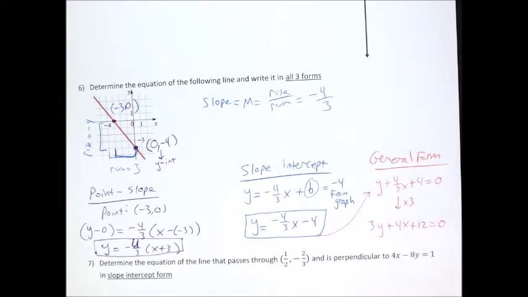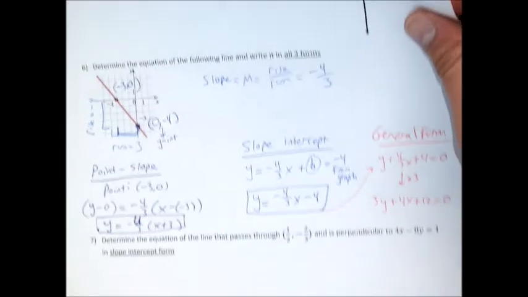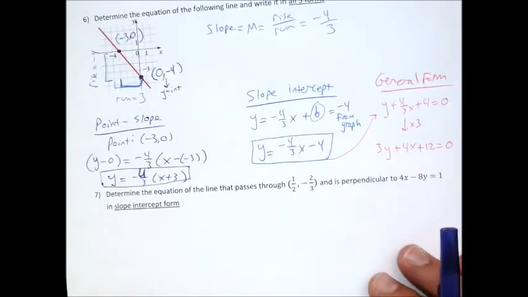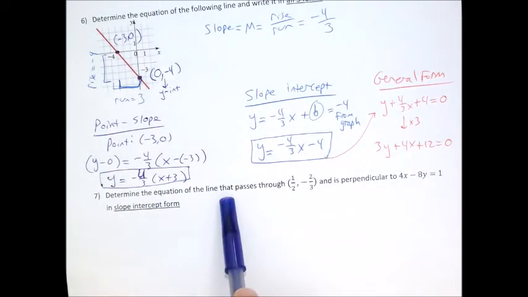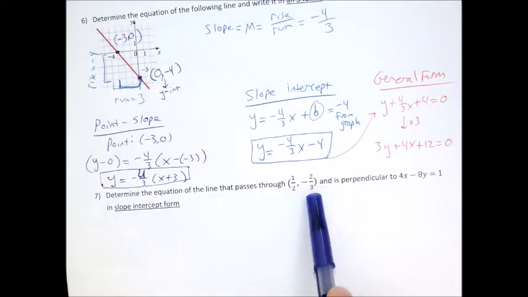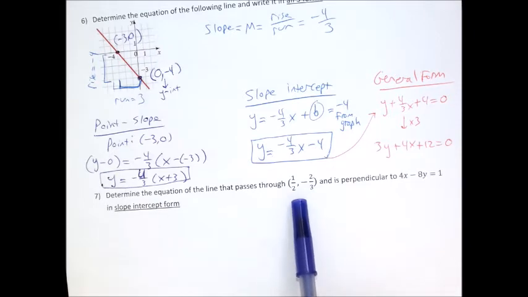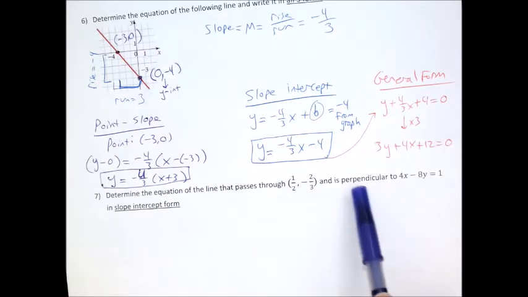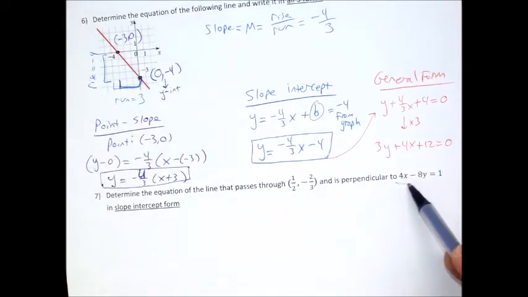Can you do number 7? Yeah, let's keep going to number 7. That's a good one. That's also a challenging one. So if we want to know the equation of the line that passes through a point, so we're given a point, so that's good. Oh boy, it's a fractional point, but that's okay. And if we want it to be perpendicular to this line, we need to know what the slope is of this line that we're given so that we can write a slope that's perpendicular.